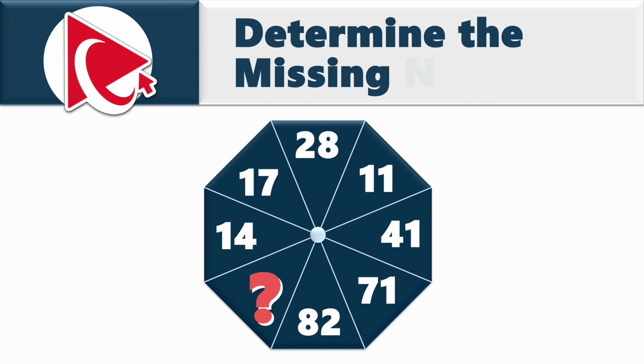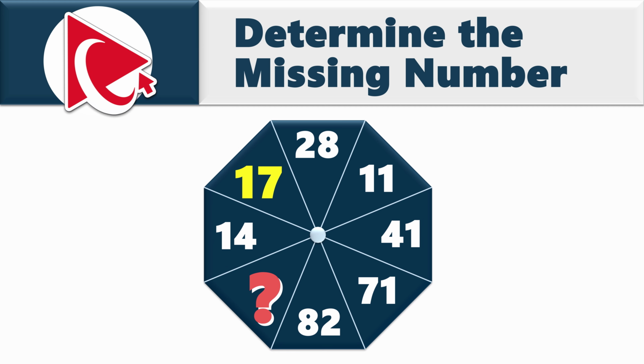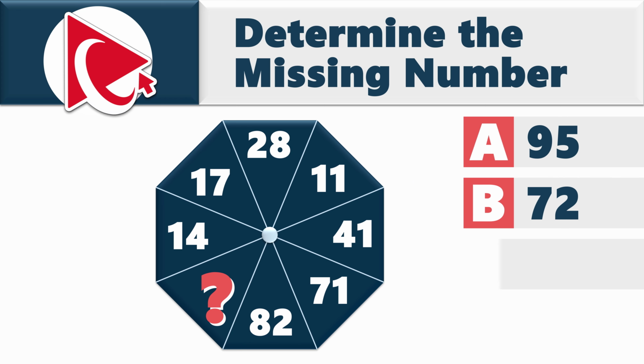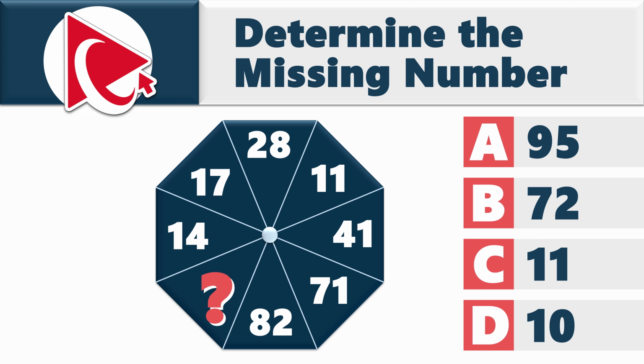You're presented with the sequence of numbers. The numbers are 14, 17, 28, 11, 41, 71, 82, and then comes the missing number, which you need to calculate and select out of 4 possible choices. Choice A, 95. Choice B, 72. Choice C, 11. And last but not least, choice D, 10. Take a close look to see if you can come up with the answer.